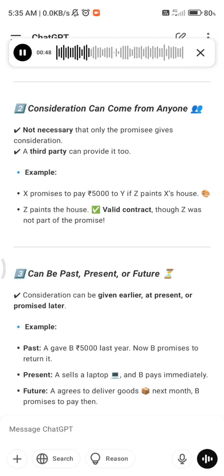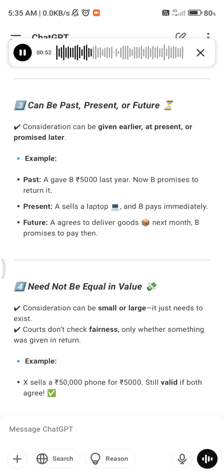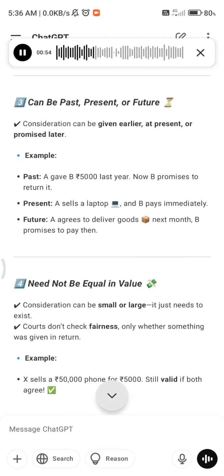3. Can be past, present, or future. Consideration can be given earlier, at present, or promised later. Example: Past: A gave B 5,000 last year. Now B promises to return it. Present: A sells a laptop, and B pays immediately. Future: A agrees to deliver goods next month. B promises to pay then.